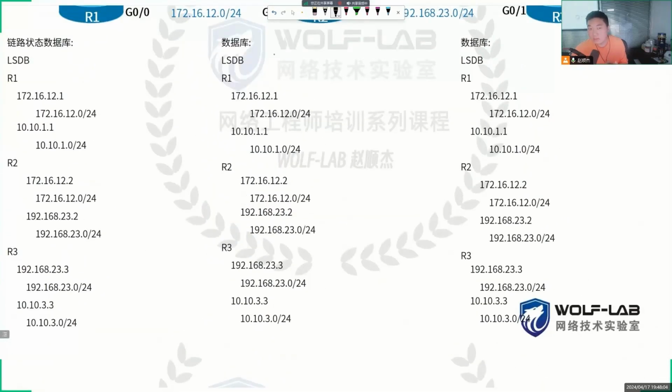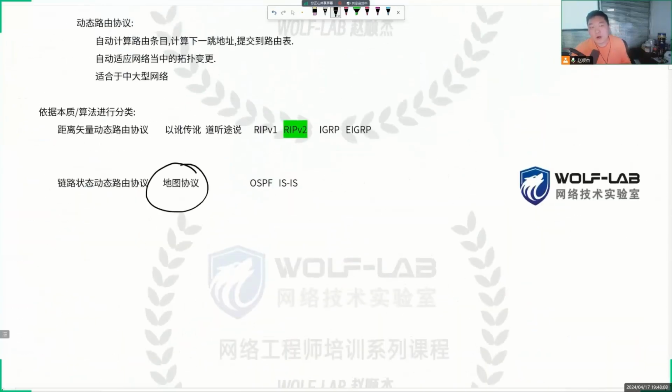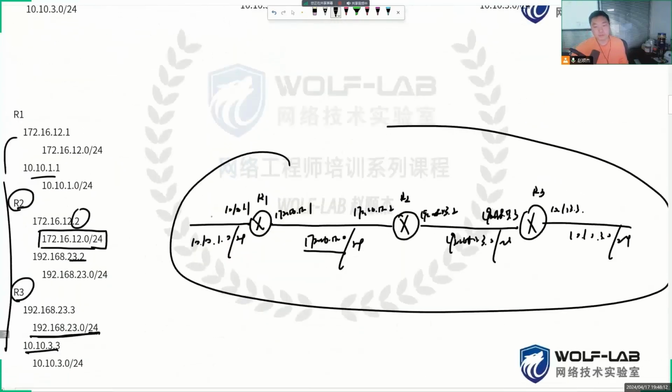So students, after running the link state routing protocol, every router will have the link state information of all devices in the network. Every router can then compute the network's topology, a topology map, just like this map. Every router has this, so how do we compute routes?